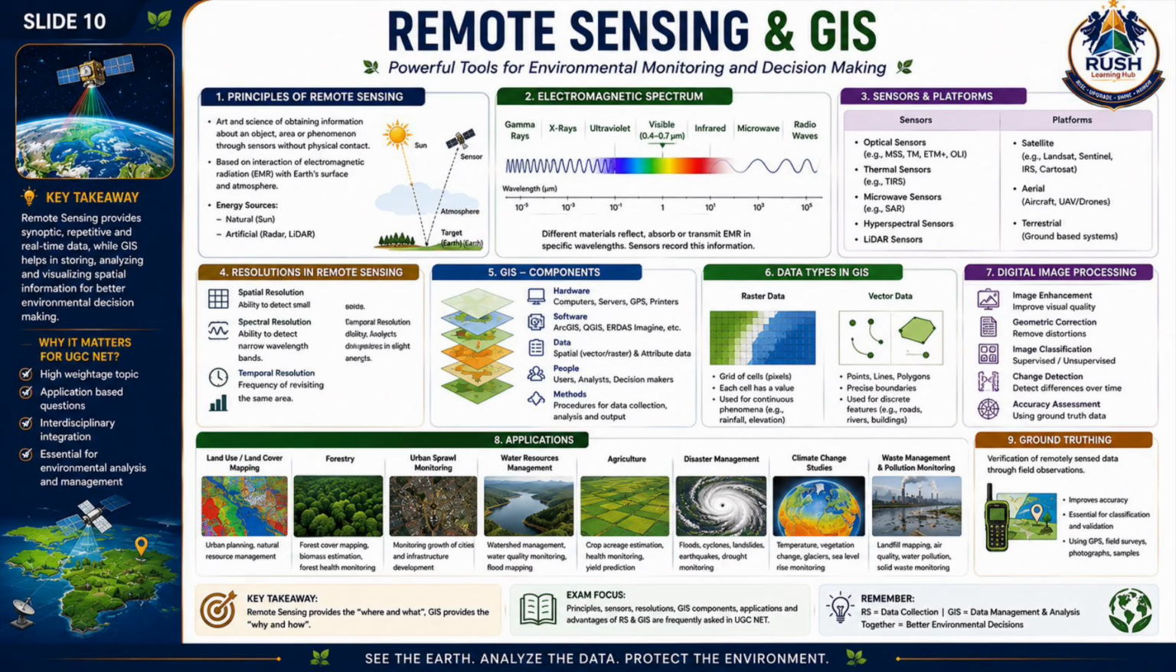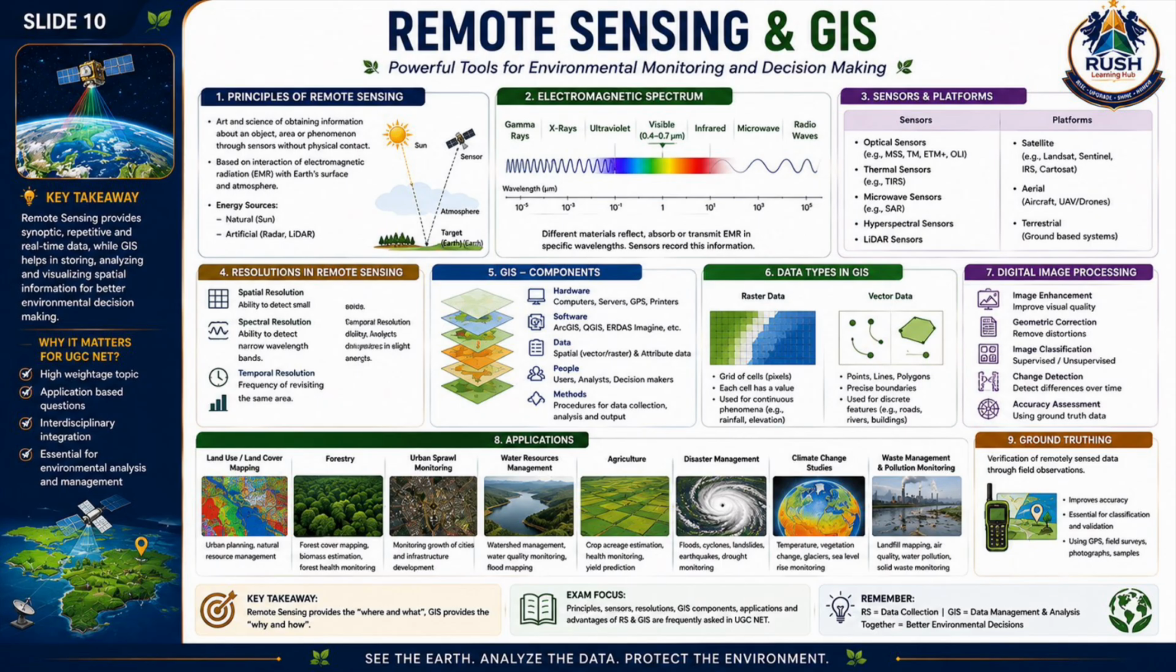Now let us discuss sensors and platforms. Sensors are devices that detect and record electromagnetic energy. Common sensor types include optical sensors, thermal sensors, microwave sensors, hyperspectral sensors, and LiDAR sensors. Platforms refer to the carriers that hold these sensors. Satellite platforms include missions such as Landsat, Sentinel, IRS, and Cartosat. Aerial platforms include aircraft and drones. Ground-based systems are known as terrestrial platforms.